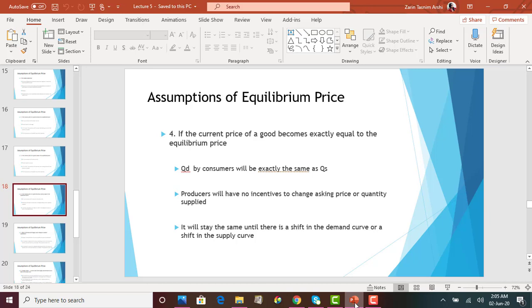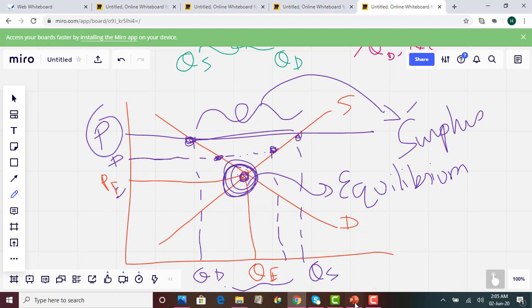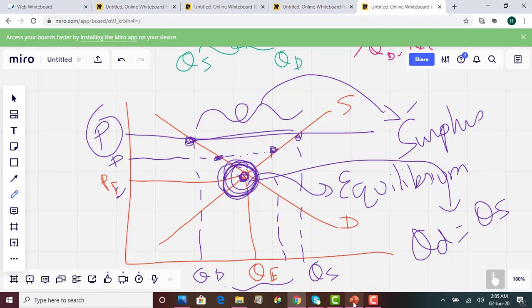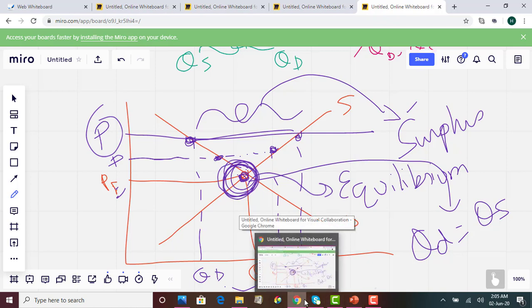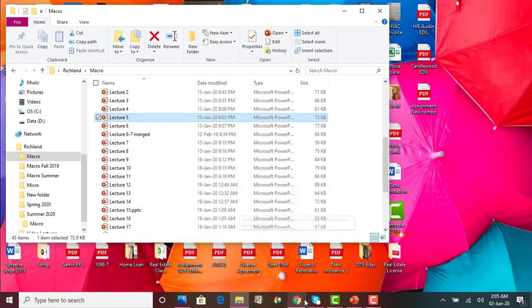Okay, now other situations can arise. Slide 18 talks about when the current price of the good becomes exactly equal to the equilibrium price. That's basically market equilibrium. That's when quantity demanded equals quantity supplied, and this is the point we are talking about. Quantity demanded equals quantity supplied, and at this point there is no surplus and no shortage. The market is perfectly adjusted. Consumers are exactly willing and able to buy the goods that producers are exactly willing and able to sell.